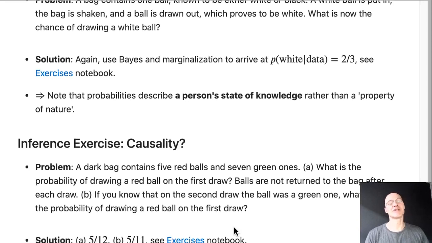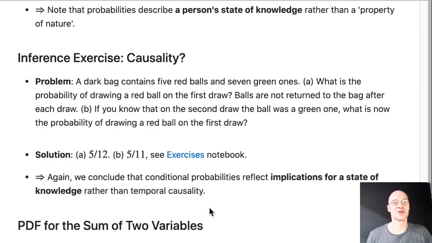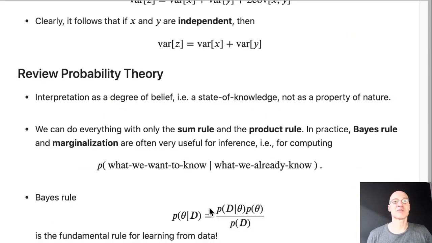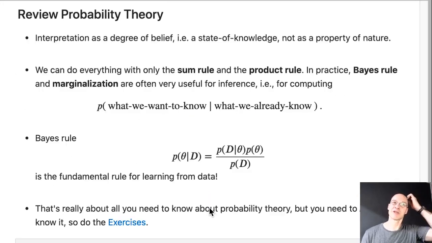The next exercise reinforces the same point. And you can read through that. I don't want to make the class, or at least the video lecture, too long. Basically, a little review. The most important thing about this class is the interpretation of probability as a degree of belief, a state of knowledge. It's not a property of nature. We can do everything in probability theory with the sum and product rule. In practice, Bayes rule and marginalization are very useful for computing the probability of whatever we want to know given whatever we do know. And that's really it.